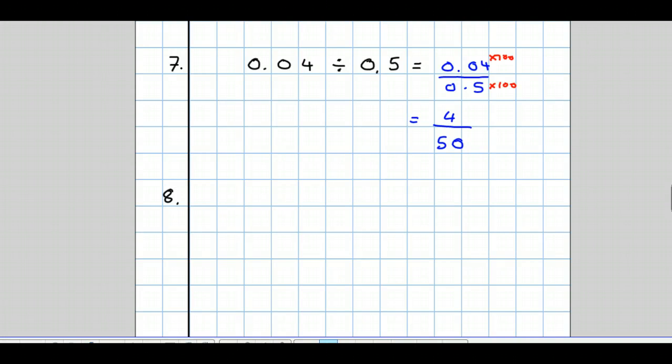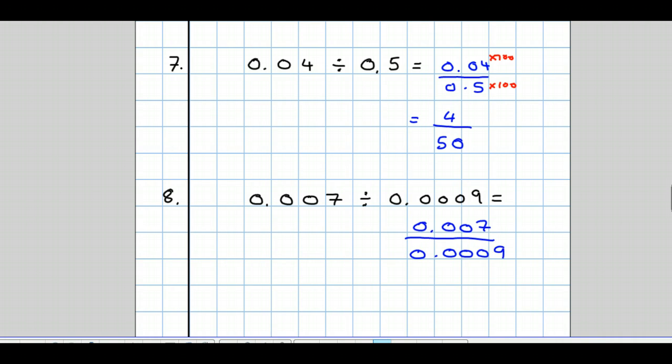Question 8, a really tricky one. 0.007 divided by 0.0009. So here's our halfway answer, 0.007 over 0.0009. Now, to turn that numerator into a whole number, I've got to multiply it by 1,000. And what you do to the top, you must do to the bottom.